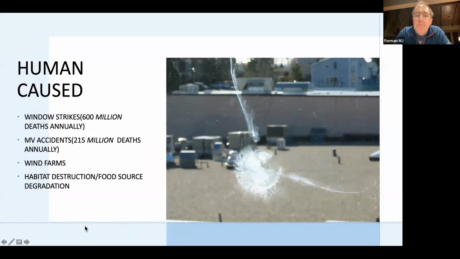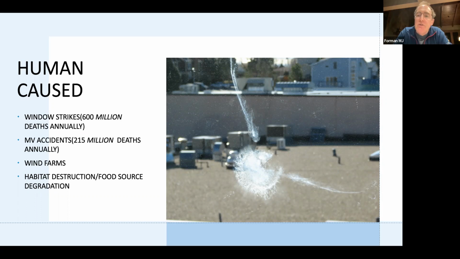All right. Other human-caused problems. Everyone has seen, I'm guessing, the imprint that's on this slide. I have a number of these on my windows. So these are window strikes. According to some estimates, about 600 million deaths of birds a year are due to window strikes. And I think that also is probably an underestimate.